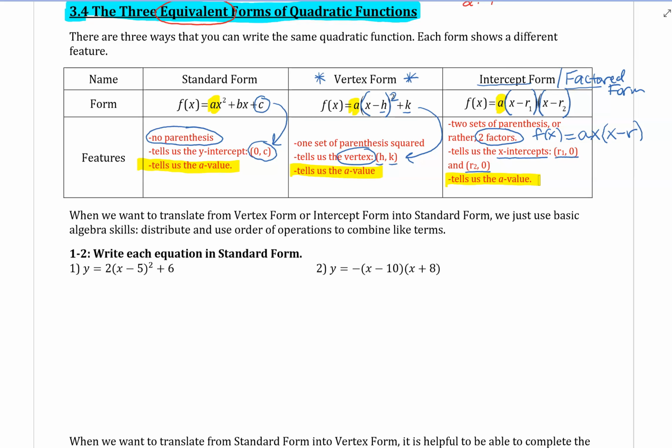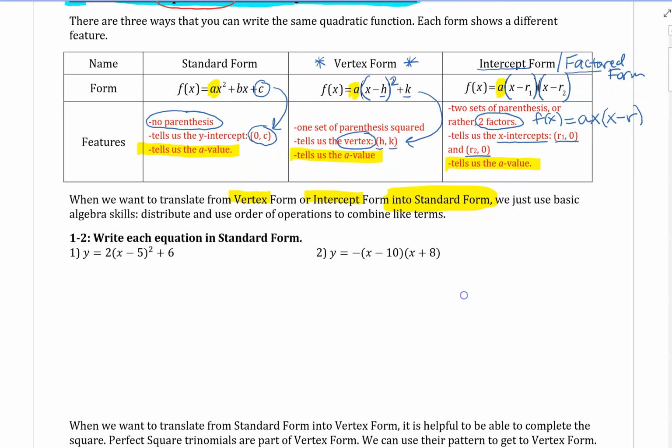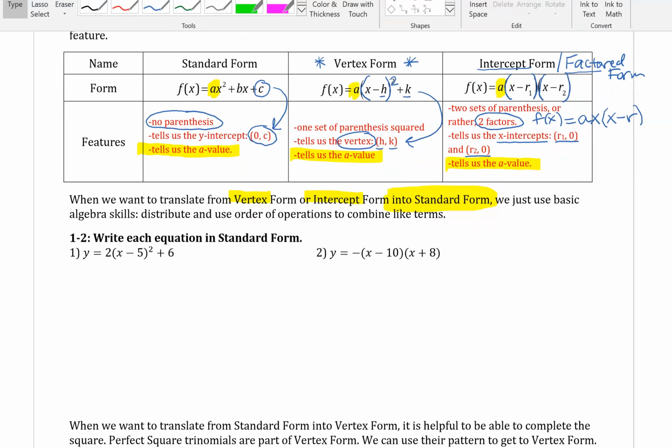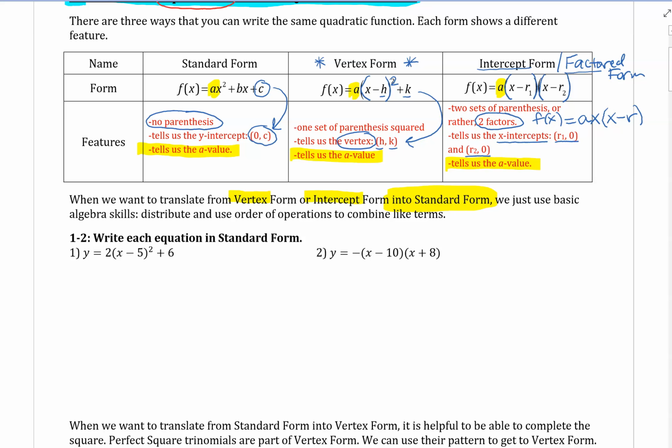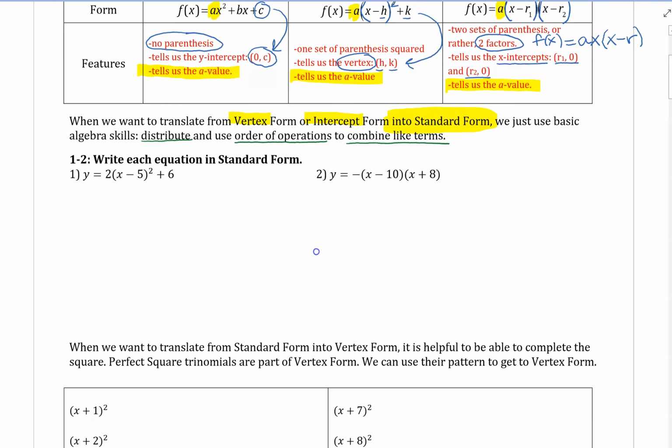And the first connection we're going to visit is how to go from either vertex form or intercept form into standard form. That's probably the easiest one to do, because all you need is just some basic algebra skills, some distributing skills, using order of operations to make sure we do things correctly, and then combining like terms. That's all you need to go from vertex or intercept form into standard form. So let's take a look at that with number 1.